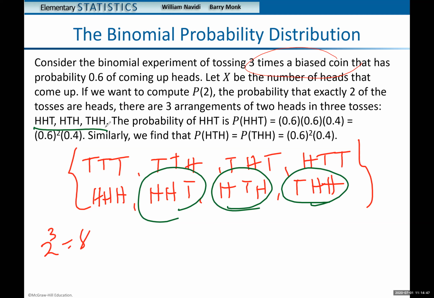When you compute that probability, since the probability of heads is 0.6, HHT is 0.6 times 0.6 times 0.4, because the complement of 0.6 is 0.4. Same thing here: 0.6, 0.4, 0.6, and 0.4, 0.6, 0.6. So you have two 0.6s and one 0.4. Do you agree? That's why we have 0.6 squared times 0.4.